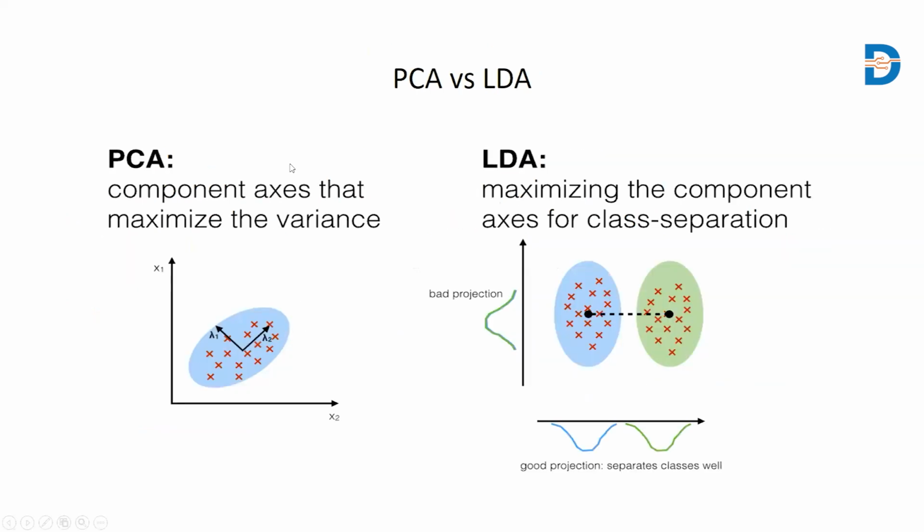From the diagram also, we can notice this. This is PCA: the component axis that maximizes the variance. If you notice here, you will get the idea of how it works. Whereas LDA maximizes the component axis for class separation. See, these are two classes, separated by the axis, and the distance between the two clusters should be maximum. And we need to get the minimum variance: when you project here, you will get the minimum variance. This is the main difference between PCA and LDA.